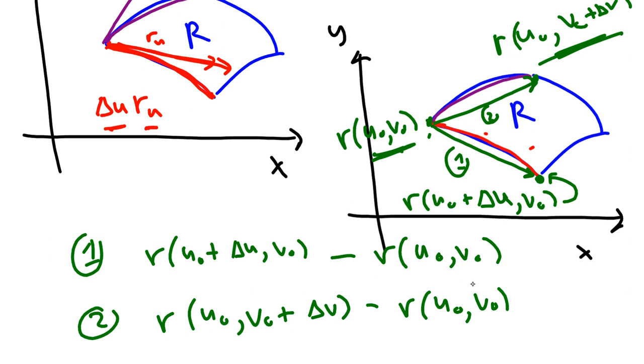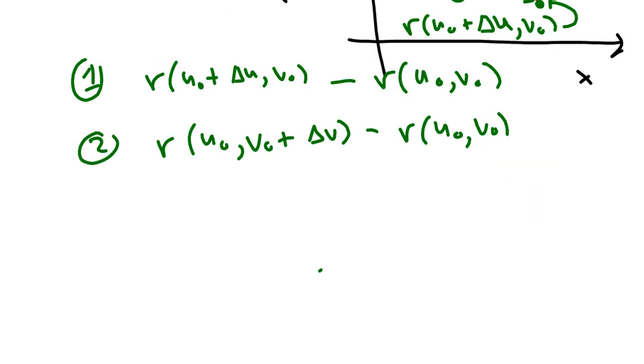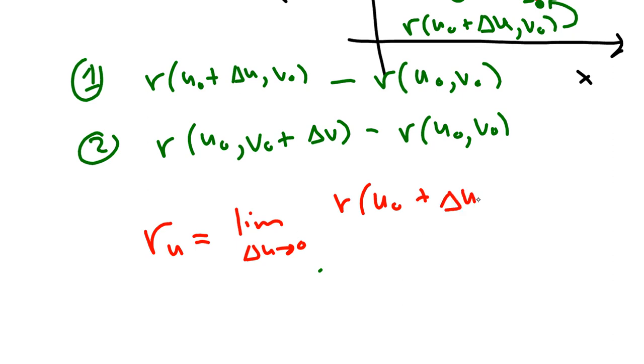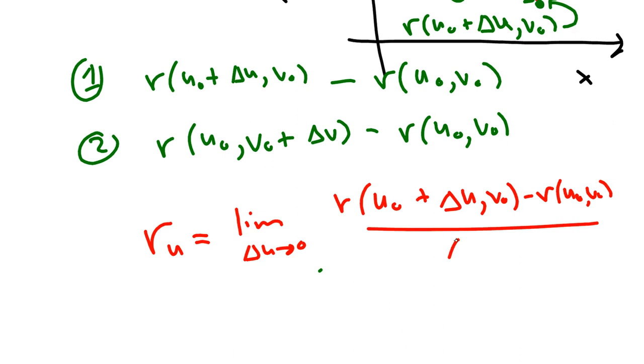Okay, so here comes something fun. Consider this definition of the partial derivative. R sub u is the limit as delta u goes to 0 of r of (u0 plus delta u, v0) minus r of (u0, v0), all over delta u.